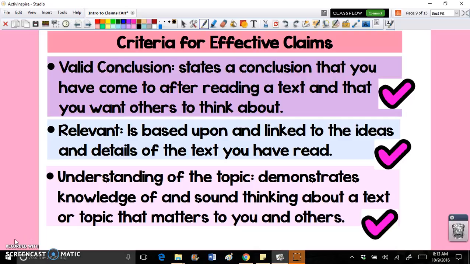All right, so make sure that you are ready in class tomorrow to talk about claims and to really work on not only writing claims, but on evaluating whether or not they are effective.